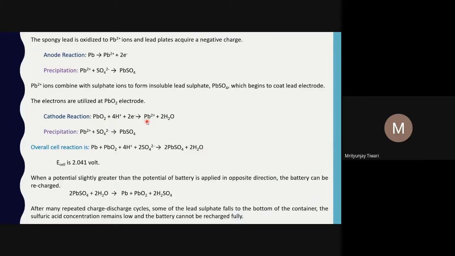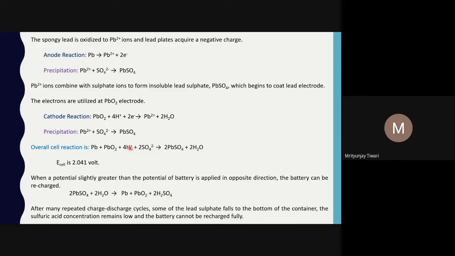It has potential to go in that direction. Now if you want to reverse that reaction, reversing it is not feasible unless you provide electricity, the electron source, for that reaction to take place. So lead sulfate plus 2 water molecules will now be converted into Pb plus PbO2 plus 2H2SO4.